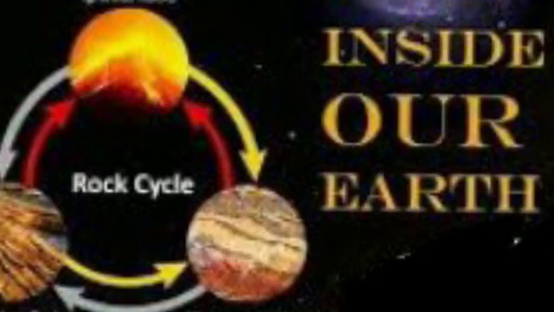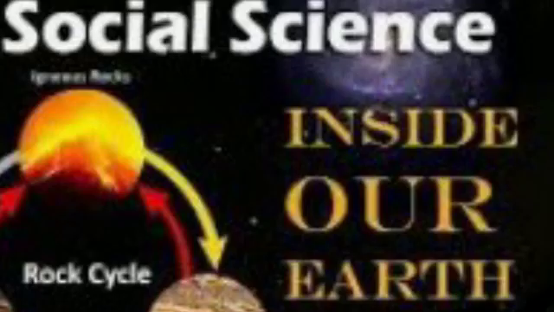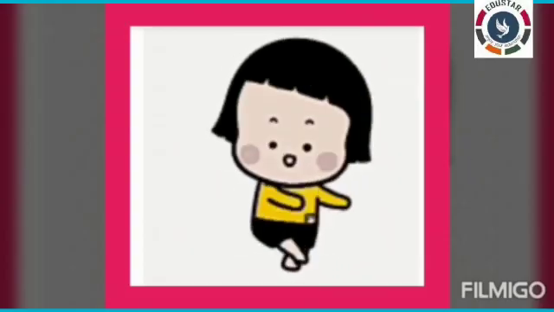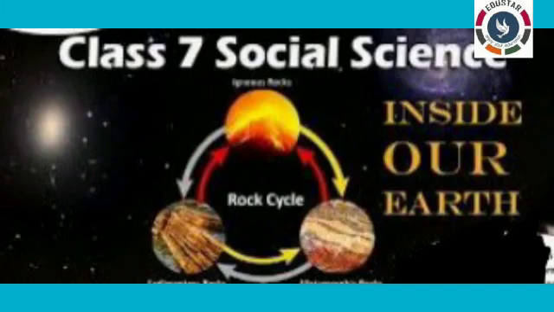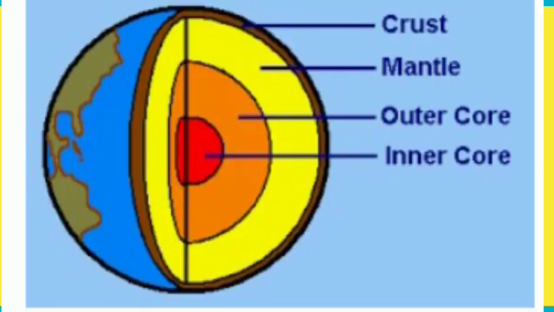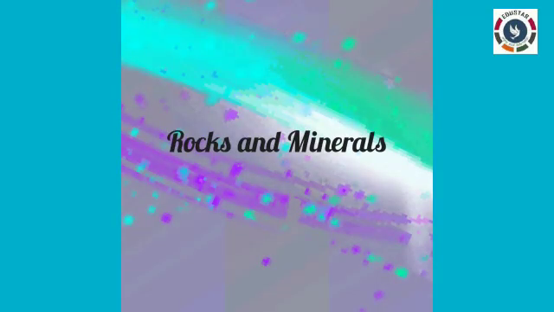In the last video session, we started the lesson. Today we are going to continue it in this video. Before going into the lesson, let us recall what we have studied in the last video. Inside our earth, the interior of the earth is divided into three layers. The uppermost layer is the crust, below the crust is the mantle layer, and the innermost layer is the core, which has two divisions, inner core and outer core, and we studied what each layer is made up of.